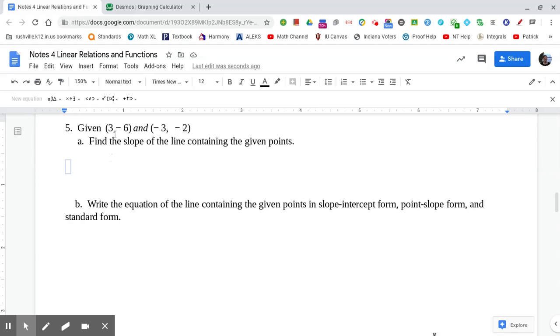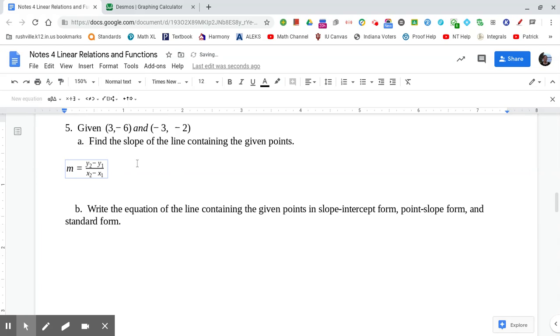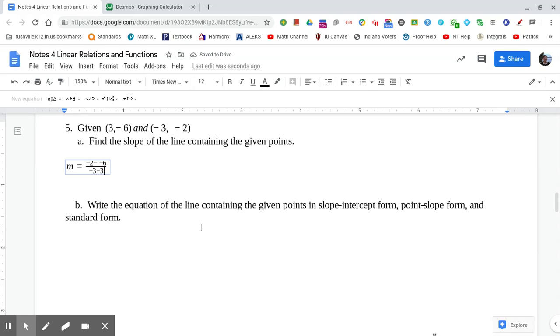So here we are given the 2 ordered pairs. I'm not going to graph it first. Rather, I'm going to use the formula. So here again is our formula. Here's your x1, here's your y1, x2, y2, and then we're just going to plug these values into the formula where they appear. So that's going to give me -2 minus negative.